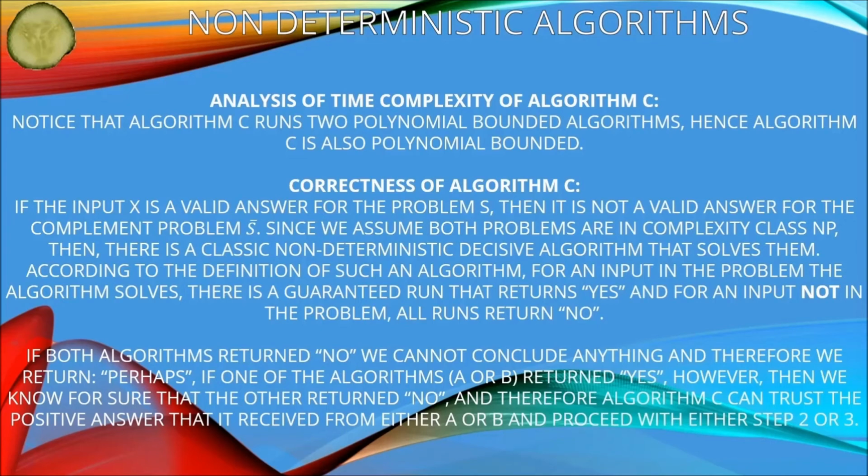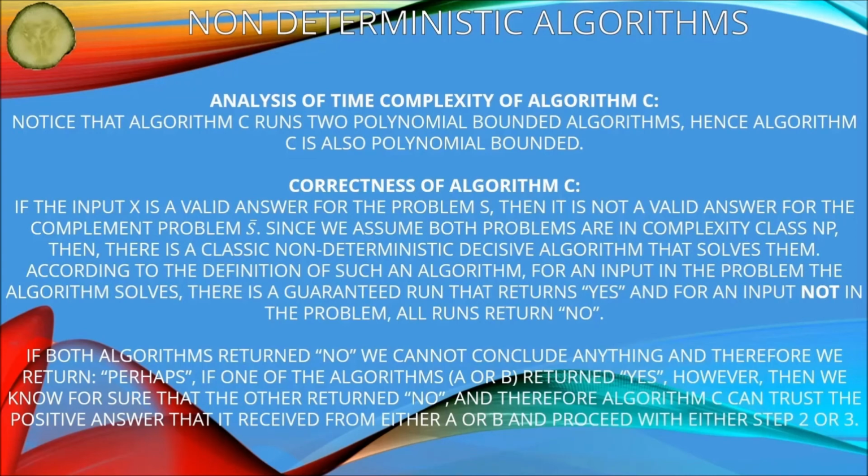Correctness of algorithm C. If the input X is a valid answer for the problem S, then it is not a valid answer for the complement problem, as its complement. Since we assume both problems are in complexity class NP, then there is a classic non-deterministic decisive algorithm that solves them. According to the definition of such an algorithm, for an input in the problem the algorithm solves, there is a guaranteed run that returns yes, and for an input not in the problem, all runs return no.